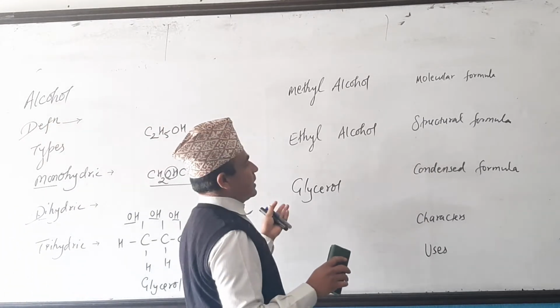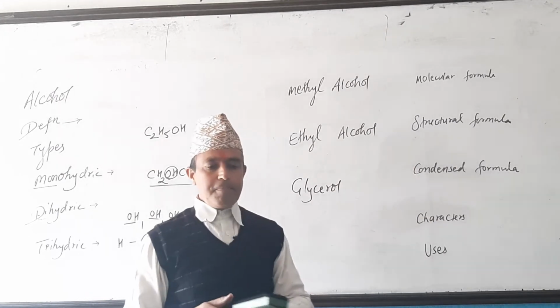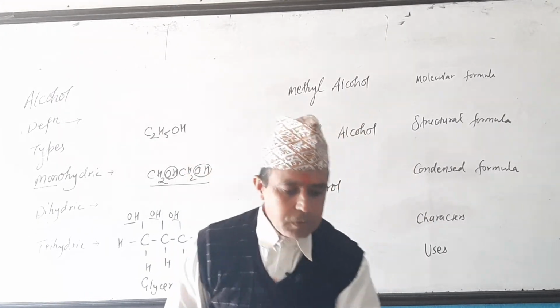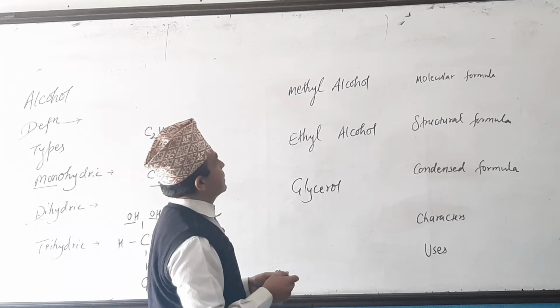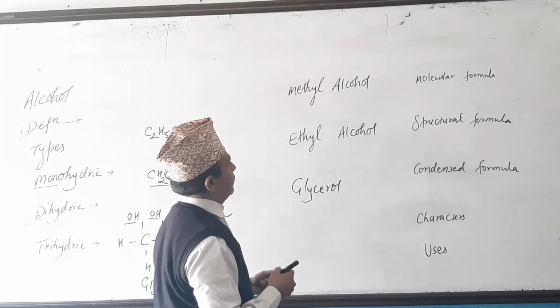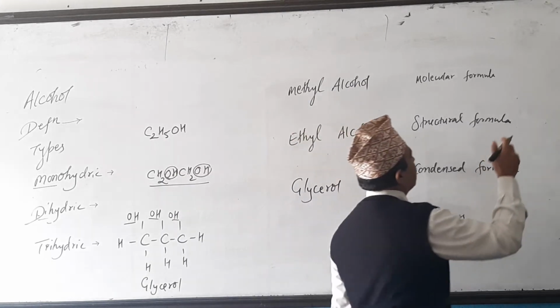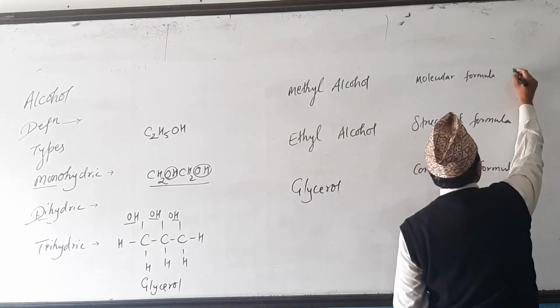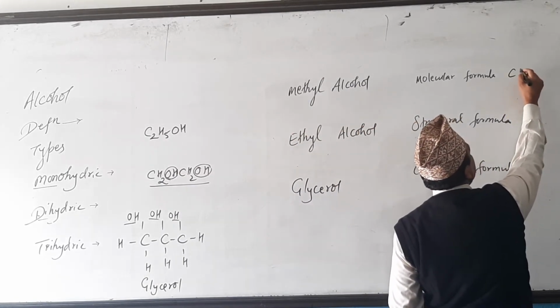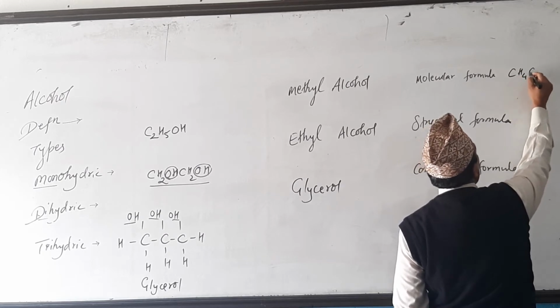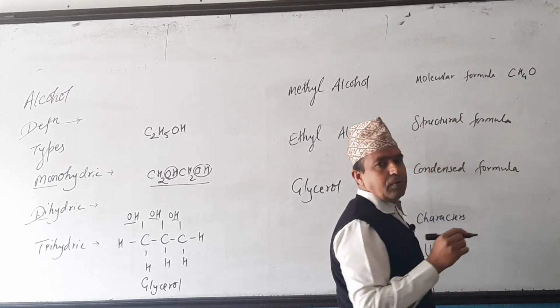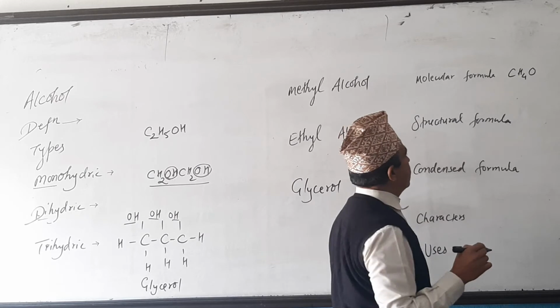Now, let us go to this side. We are discussing some alcohols. First alcohol is methyl alcohol. What is the molecular formula of methyl alcohol? CH4O. What is the molecular formula? CH4O.